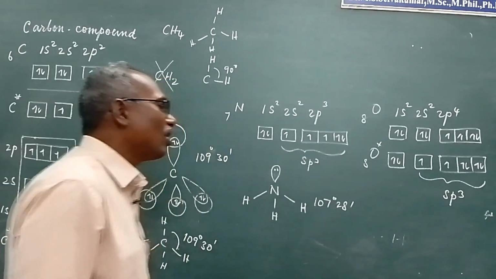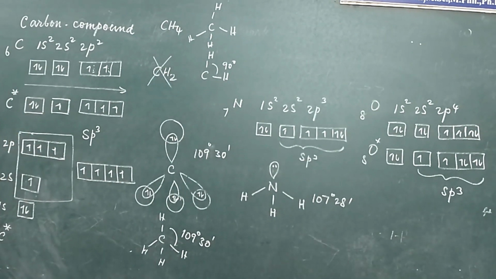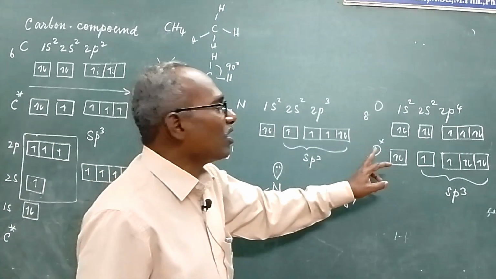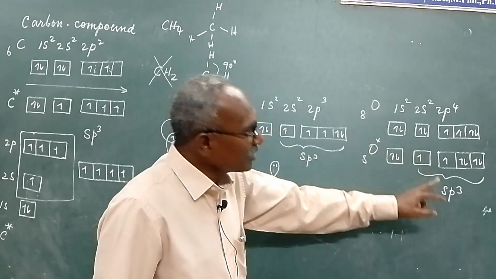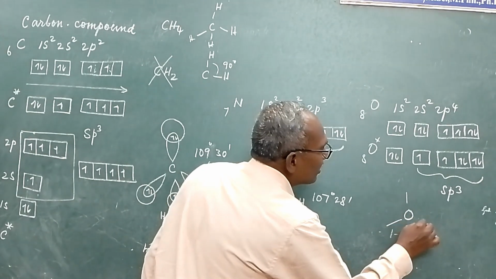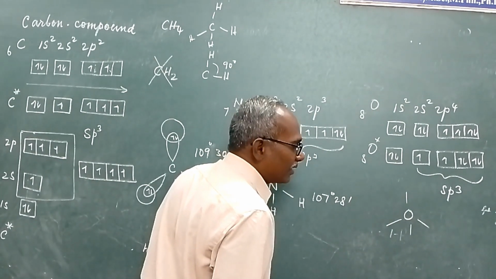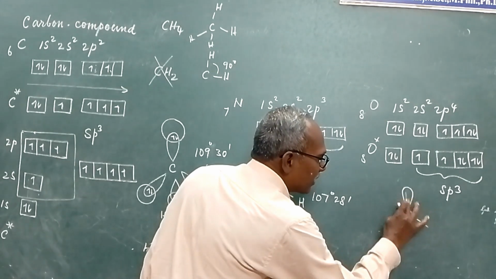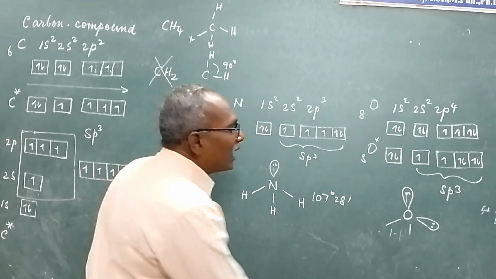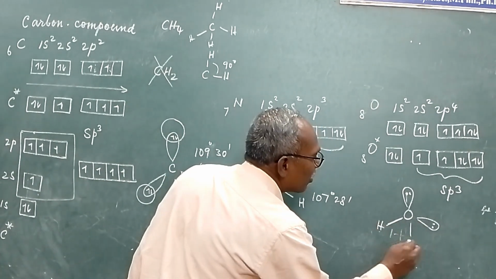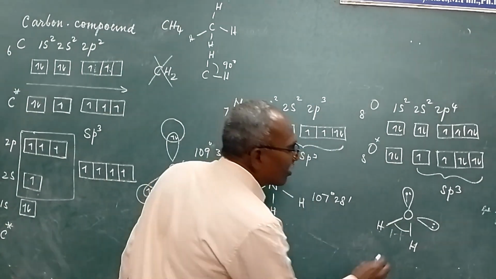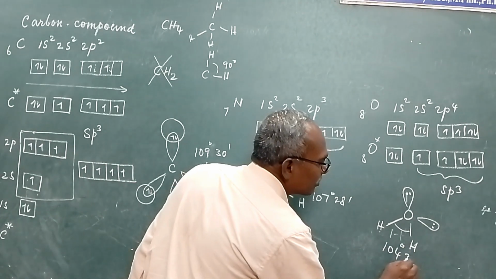See, the hybridization of the carbon in methane is sp3. The hybridization of nitrogen in ammonia is also sp3. The hybridization of oxygen in the water molecule is also sp3. Now oxygen is at the center. Again 4 vertices for the tetrahedron, but here 2 places are occupied by the 2 lone pairs of electrons, the electrons which are not involved in the bond formation, and the other 2 form covalent bonds with hydrogen. That is why in the water molecule the bond angle is 104 degree 30 minutes.